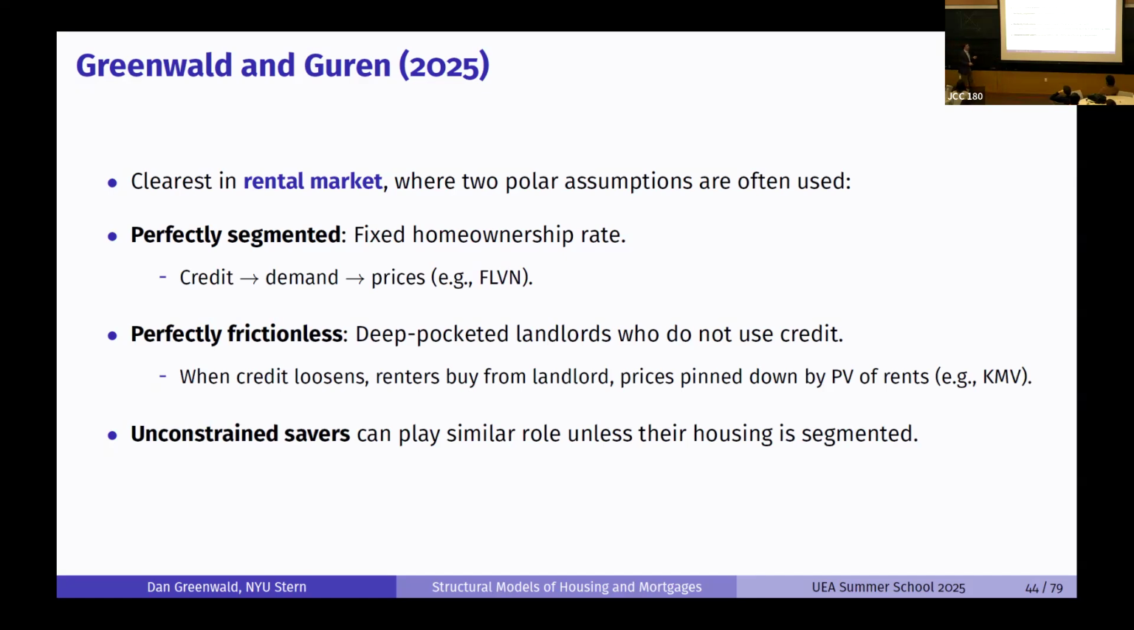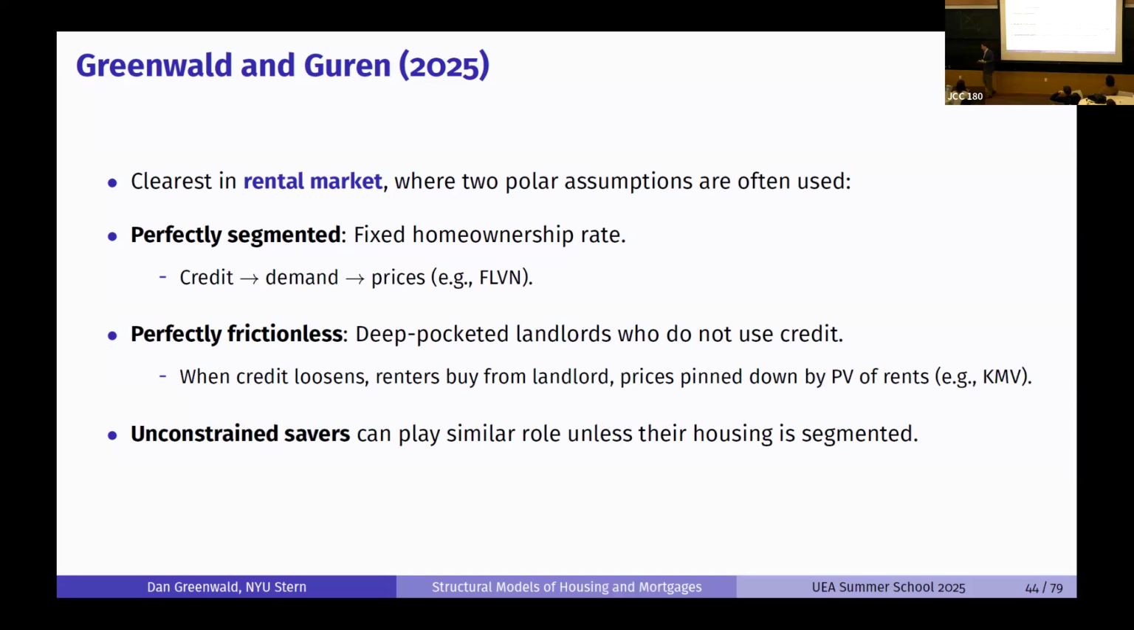And I'll note that even though I'll focus mostly on landlords, this thing I said about divisible housing matters, because if you don't constrain the savers, if you have these savers and they have no frictions on their housing consumption and you have divisible housing, you can easily get them playing this similar dampening role on house prices.